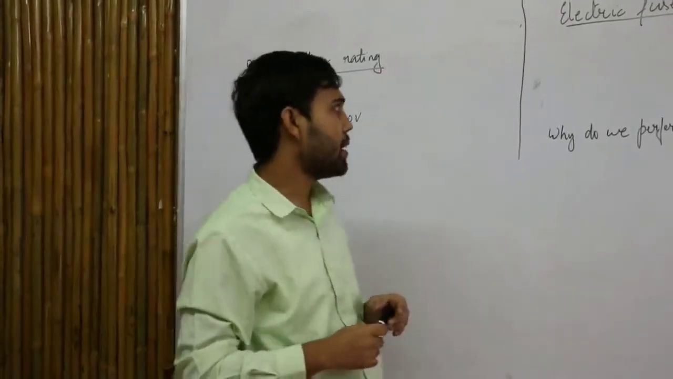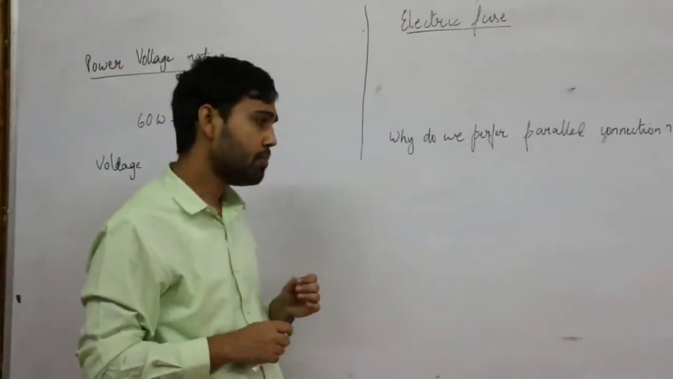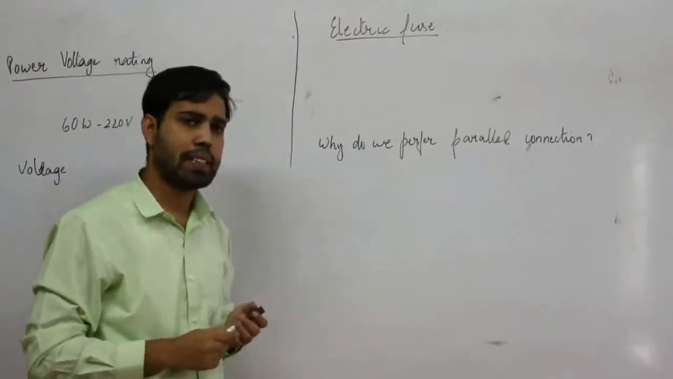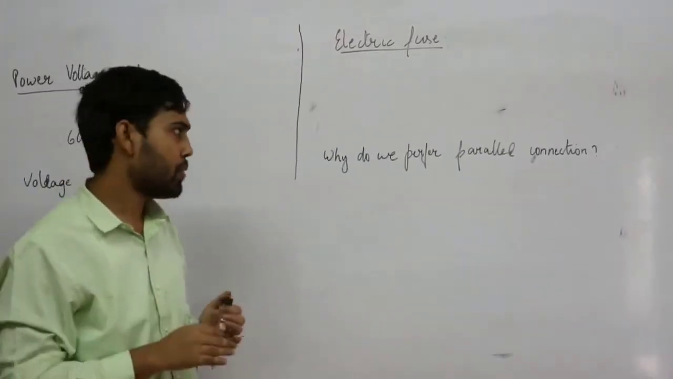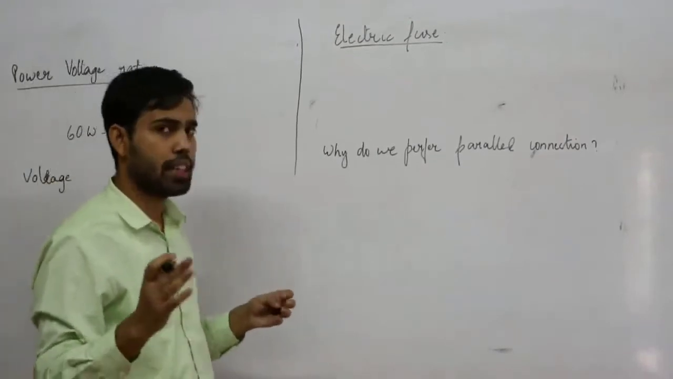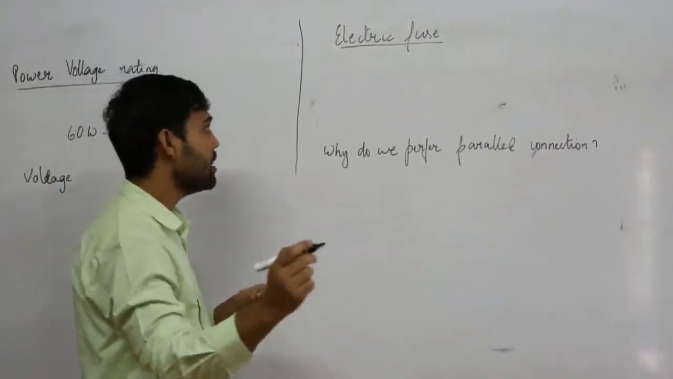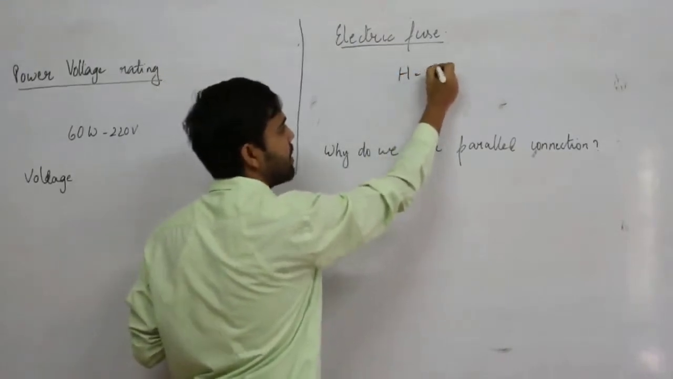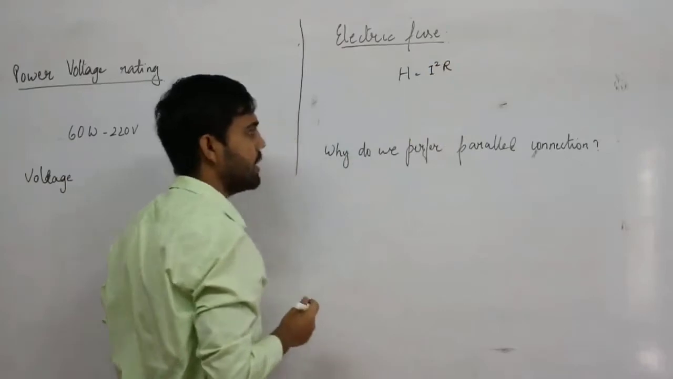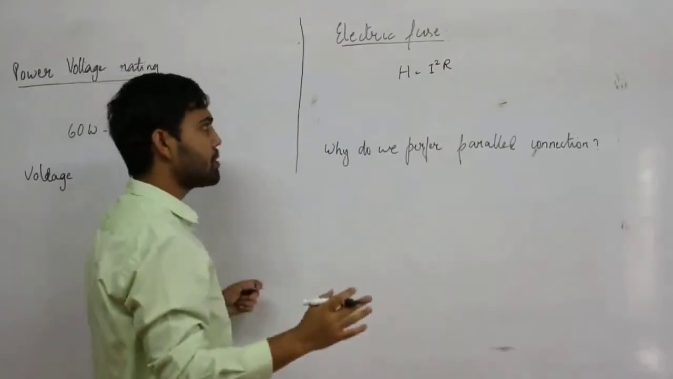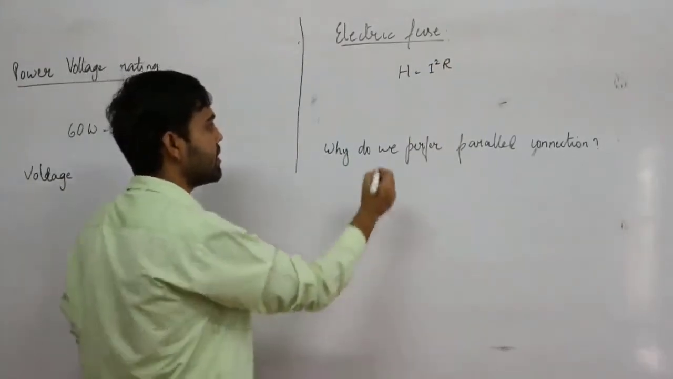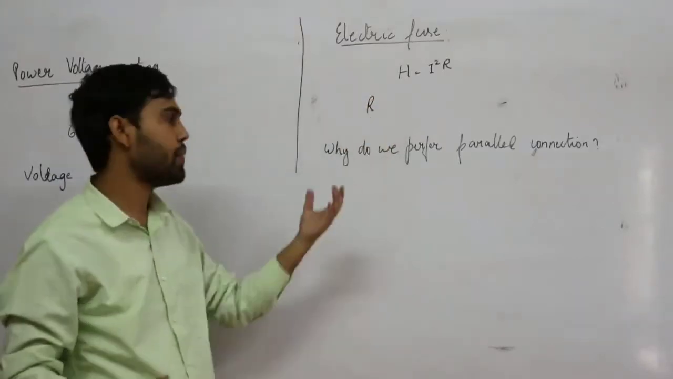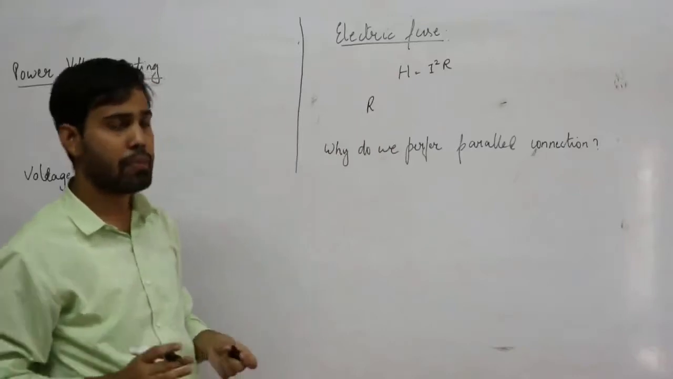Now I have another topic, which is the electric fuse. Again this is an important topic. What is an electric fuse? Basically, it is a safety device. Before this, let us look at a certain application of heat energy. I can write the heat energy as I square R. Suppose I have a device with a fixed resistance R, and I can vary my current.